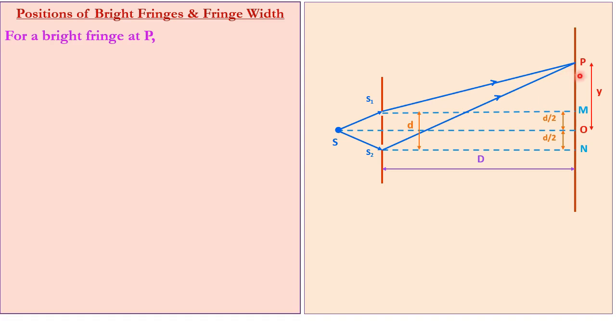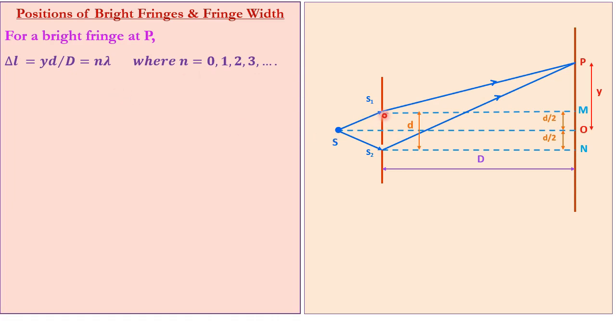If I'm considering P as a bright fringe, then when will this be bright, that we have to discuss first of all. It will be bright only when the path difference between these two is n lambda. The path difference, we have seen, is yd by capital D, and if this path difference is equal to n lambda, where n is equal to 0, 1, 2, 3, 4. We know that O is a bright fringe. As it is a bright fringe, the value of n is equal to 0 here, or we say that the path difference is 0.